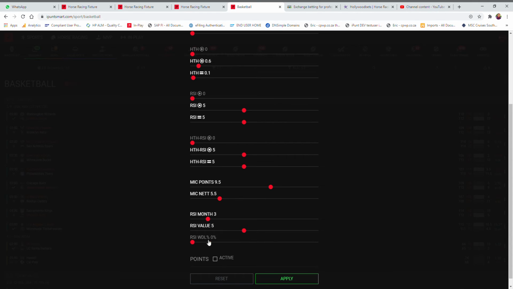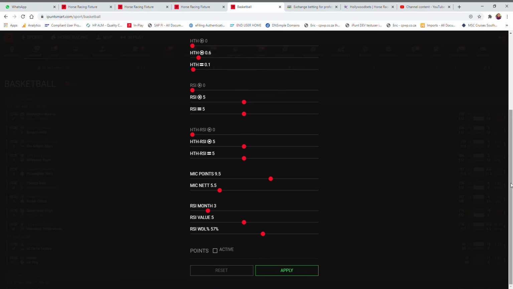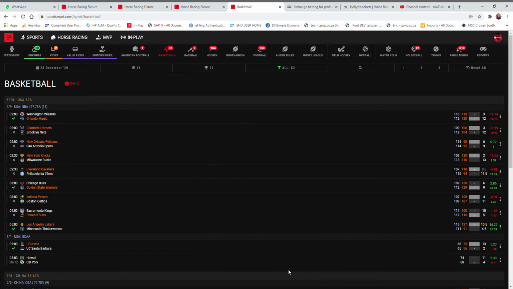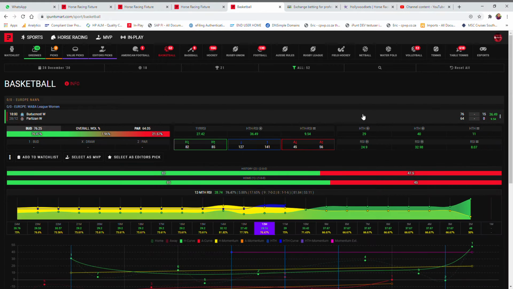And then I can also change the win-draw loss percentage to also say 57%, the same as what we have for the overall. So the overall win-draw loss is different to the RSI win-draw loss percentage, the overall being for the head-to-head included, and the RSI win-draw loss is only for RSI. I'll show you what I mean just now. Yeah, those are the 15 indicators we are talking about, and let's go through those 15 indicators.